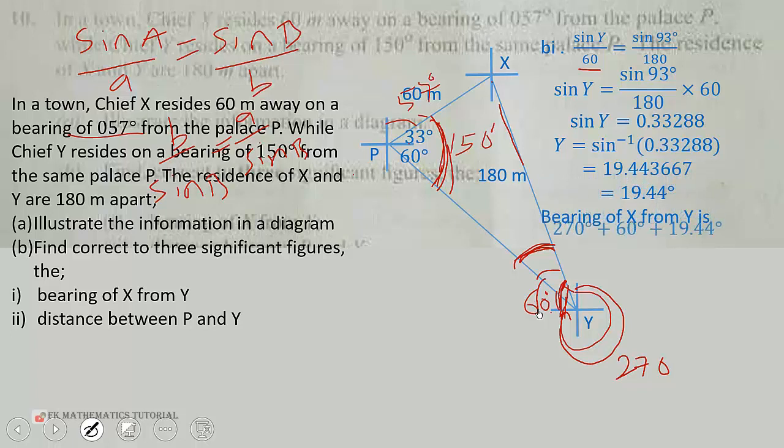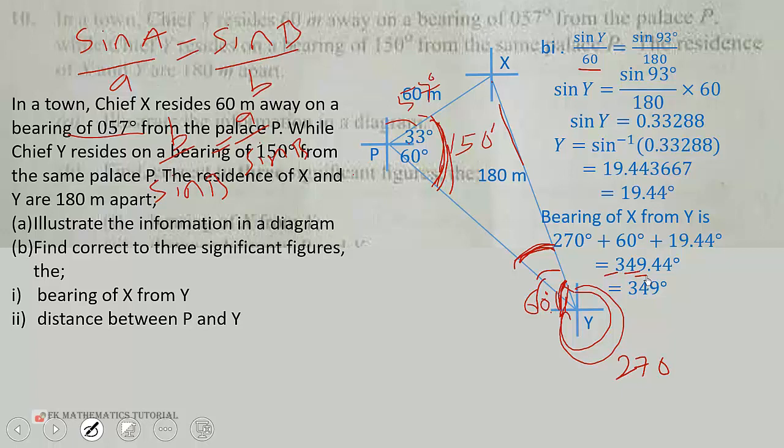So we add this 19.44 to 60 and to 270 to get the bearing. The bearing of X from Y is 270 plus 60 plus 19.44, which is 349.44 degrees. They said to three significant figures, so that will be 349 degrees, because we start counting from 1, 2, 3, and the next number, which is 4, is less than 5.